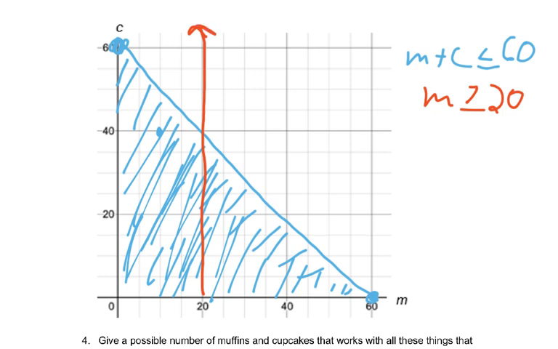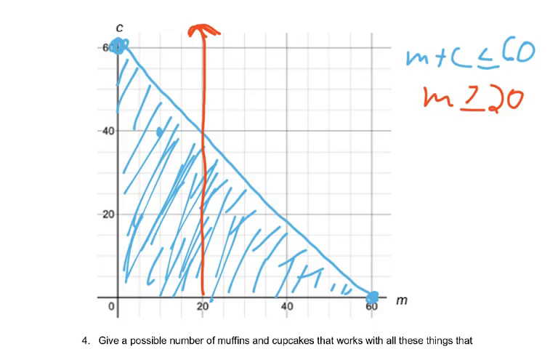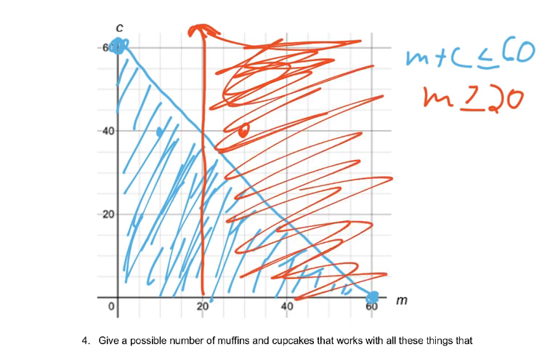And now notice I'm putting an arrow at the top part. The bottom part doesn't get an arrow though because it doesn't make sense to go negative, but I could go higher than 60, right? There's nothing that stops me from that. So now our test point, just as a reminder, was 30 muffins and 40 cupcakes. So 30 muffins, 40 cupcakes is over here, and we know that that works. So the side that we're going to shade is going to be this right here, right? So it's all of this here.